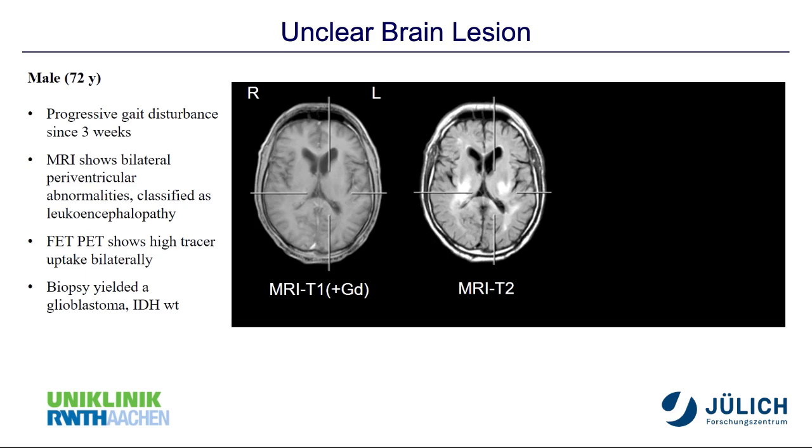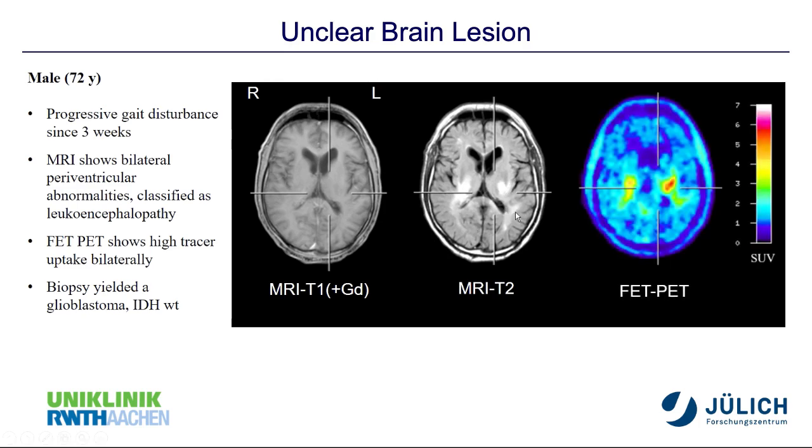The next case shows a very unusual finding. The patient presented with progressive gait disturbance and MRI showed bilateral periventricular abnormalities classified radiologically as leukoencephalopathy. FET PET shows high tracer uptake bilaterally, indicating a malignant tumor. Biopsy revealed an IDH wild-type glioblastoma.